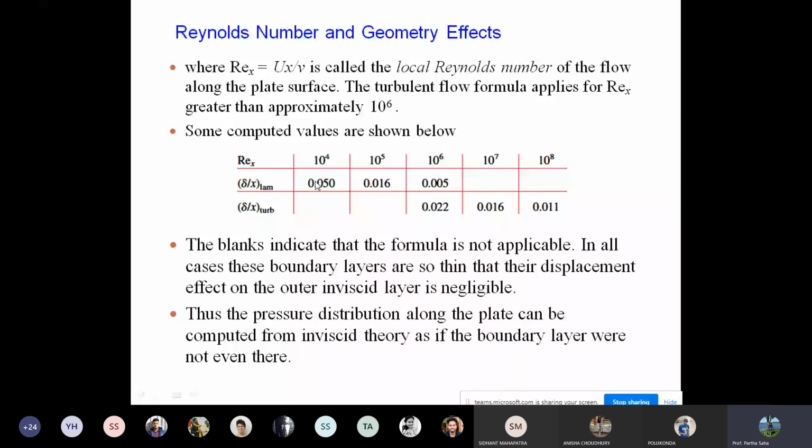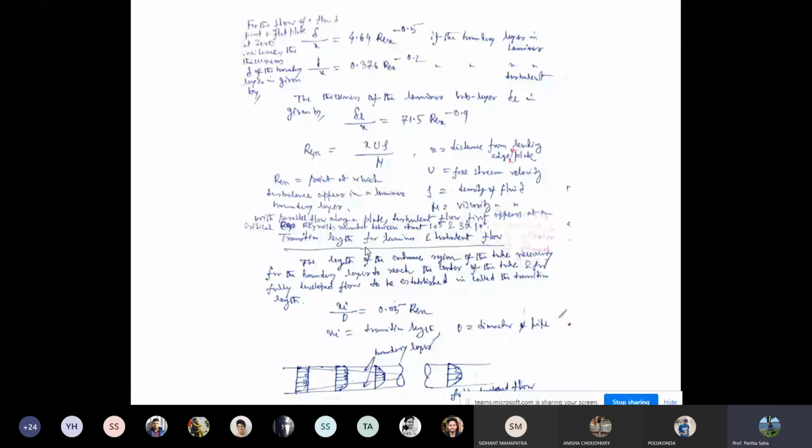Because when the Reynolds number is 10 to the power 4 or 10 to the power 5, only laminar flow can be developed. However, if it is greater than 10 to the power 6, only turbulent flow can be developed. That's what is being said. I'll come to the next slide and show you the range. I think that is written here with parallel flow along the plate.